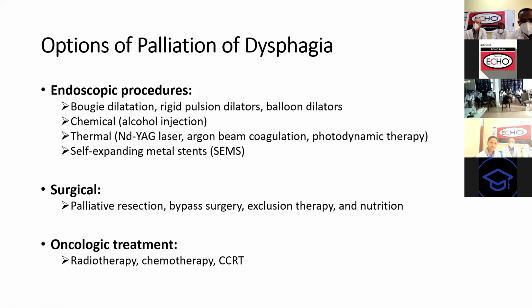dysphagia. So there are different options, as I told you, like endoscopic procedures, the body dilation, the chemical, thermal, self-expanding metal stents, the surgical options. But I'm not going into detail about the other options because I'm going to focus only on the oncologic treatment with radiotherapy, chemotherapy, and concurrent chemoradiotherapy, which is a combination of chemotherapy and radiotherapy. So our discussion is focused on this oncologic management of dysphagia.